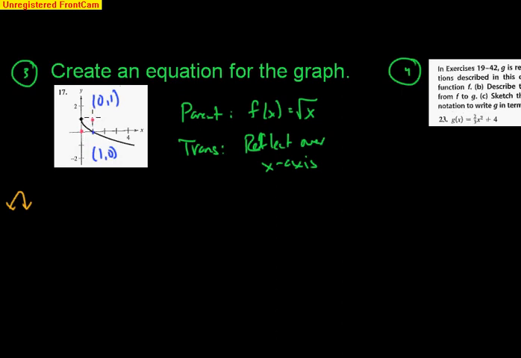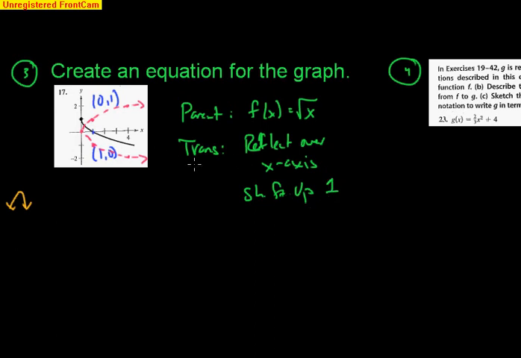0, 0, 1, 1, 4, 2. When it reflects over the x-axis, it then comes down here to 1, negative 1, and 4, negative 2. And now the question is, well, how do I get this red one up to this solid one? Well, it's a shift up 1.